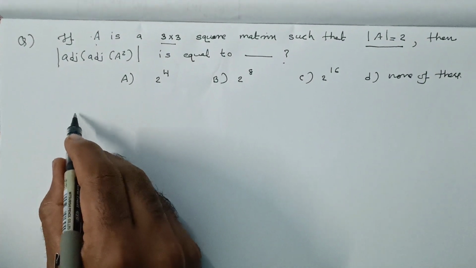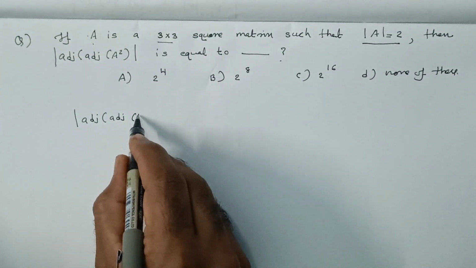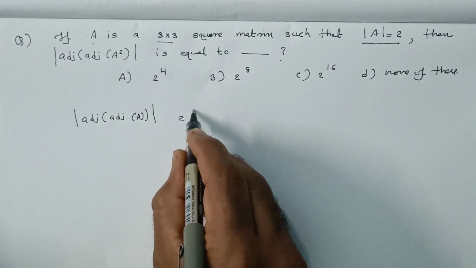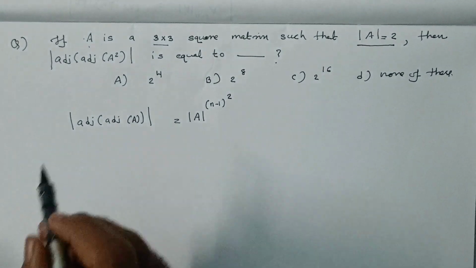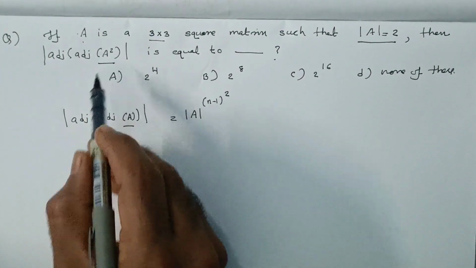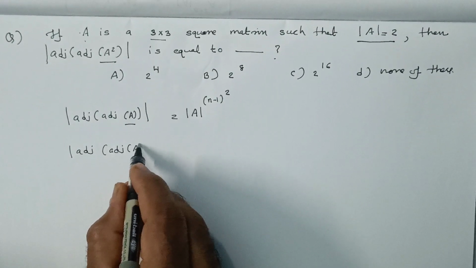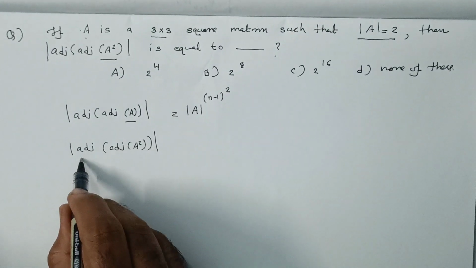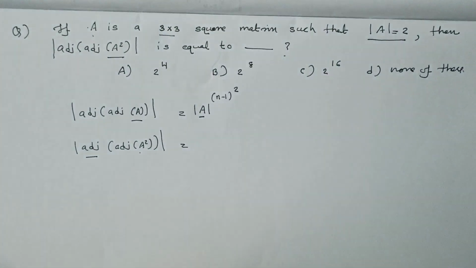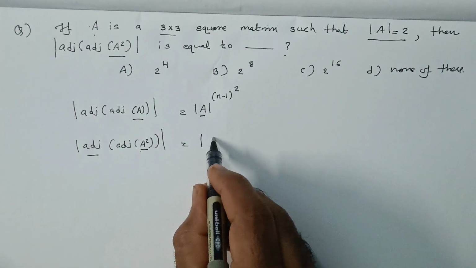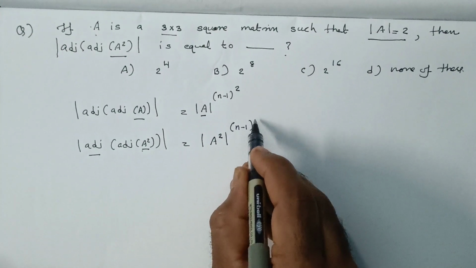We know that determinant of adjoint of A equals determinant of A raised to n minus 1, the whole square. Instead of A, we are asked to find the adjoint of A square. We are asked to find the determinant of adjoint of A square. So we can replace the given matrix A with A square. So it will become determinant of A square, the whole raised to n minus 1, the whole square.